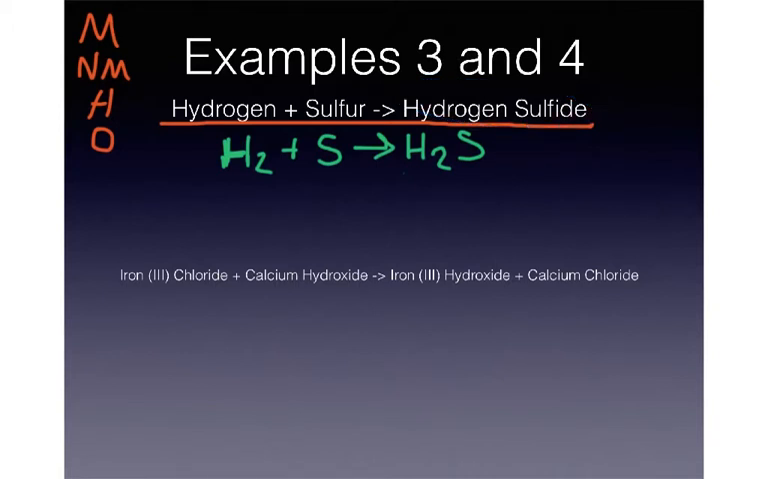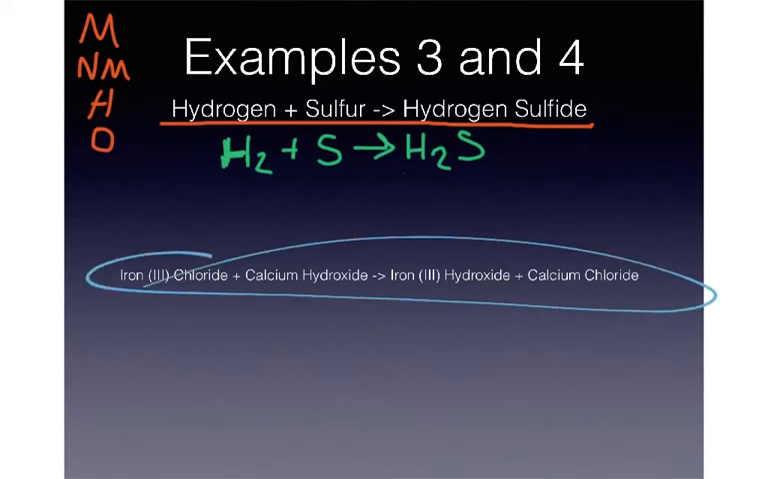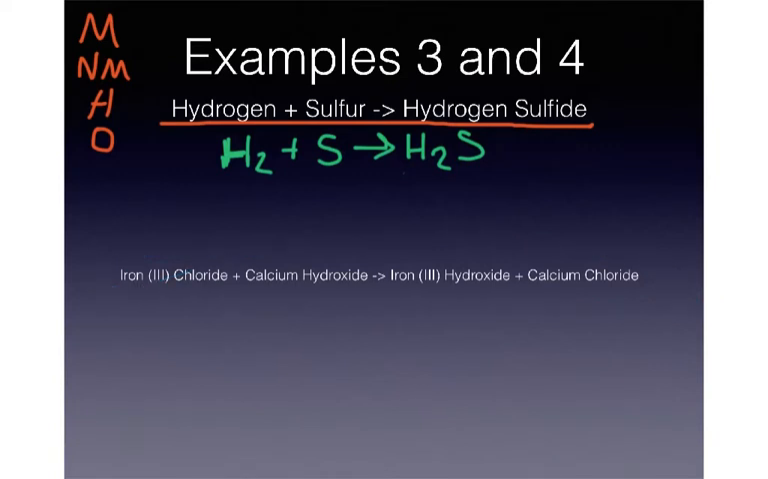The next example requires a little bit more thinking, but it's still not that hard. So here it says we have iron 3 chloride plus calcium hydroxide yields iron 3 hydroxide plus calcium chloride. In the next video, you're going to know that this is what we call a double replacement reaction, and that ends up yielding a precipitate, and sometimes there is no precipitate, but that's for the next video.